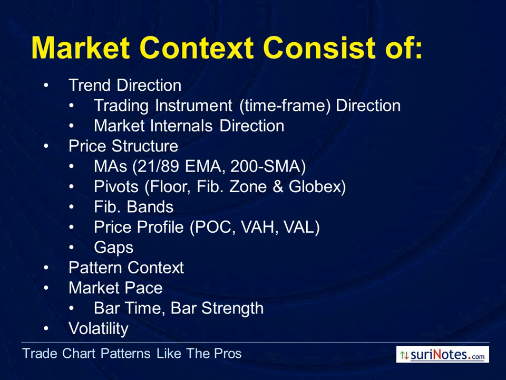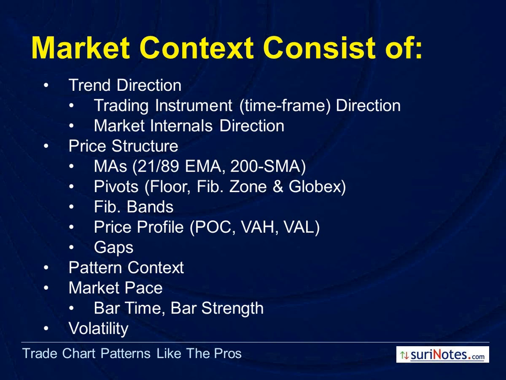And then pivots. A lot of people use the floor pivots, and of course I also use them. But the fib zone pivots and Globex pivots are the two other big components which I use. As I said, I do not trade any type of moving averages. I do not trade pivots. I'm trading patterns, and I'm looking at the pattern structure. How is it behaving with these pivots?